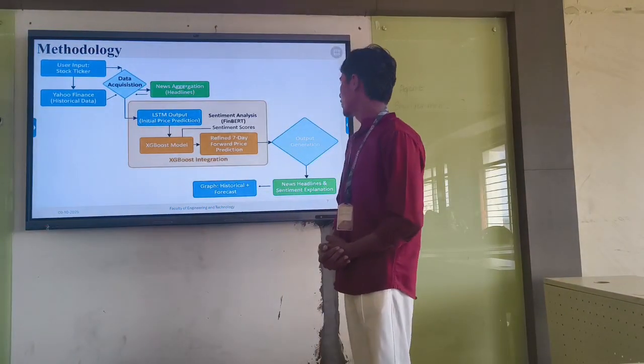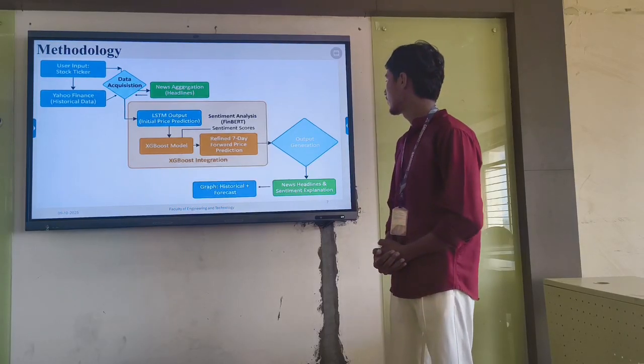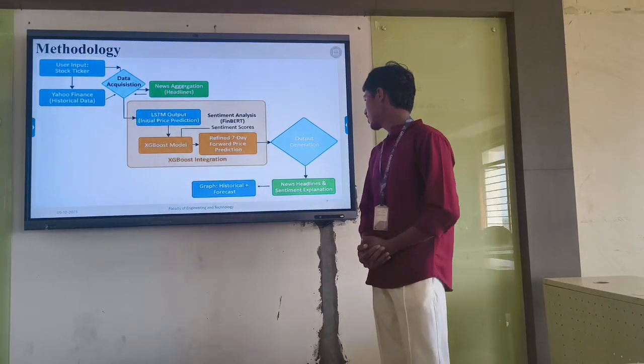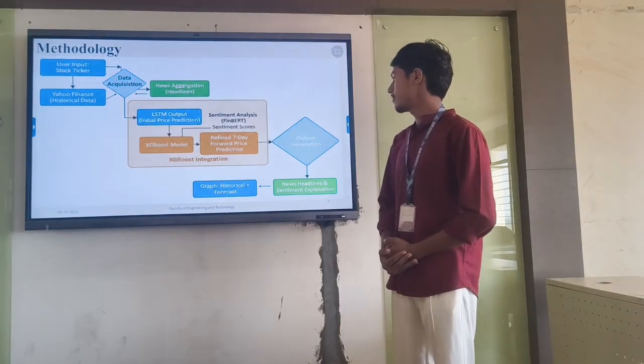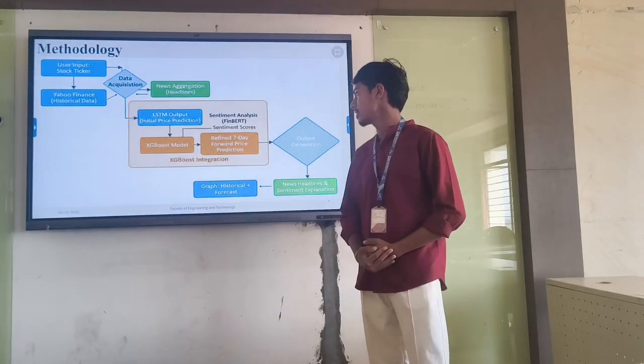And next, coming to the output part, the output is given in two types. One is the news headlines and the sentiment explanation, and the next is a graph showing the historical data and the 7-day forecast.